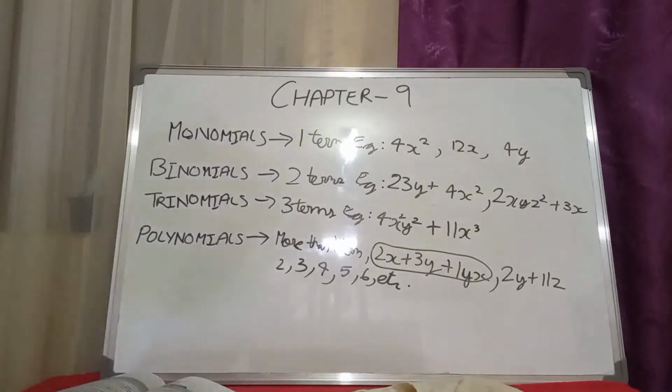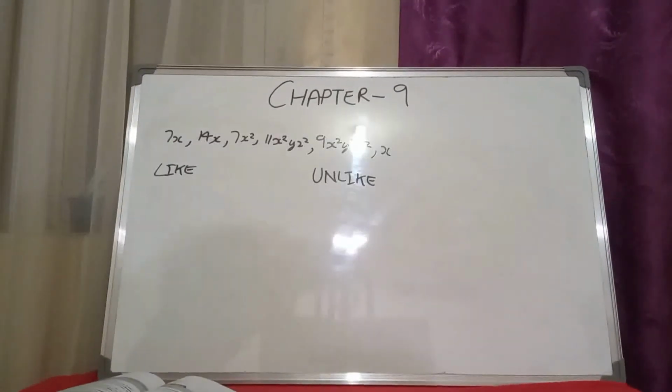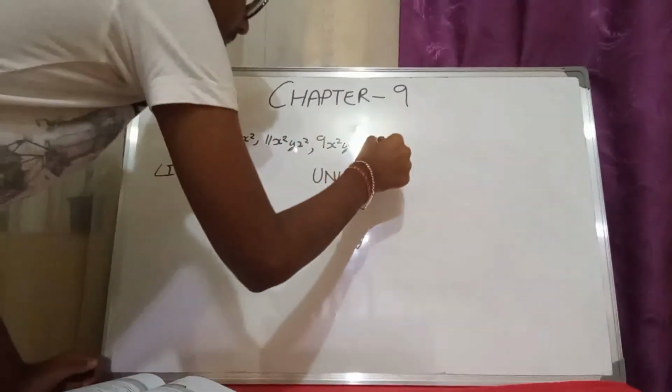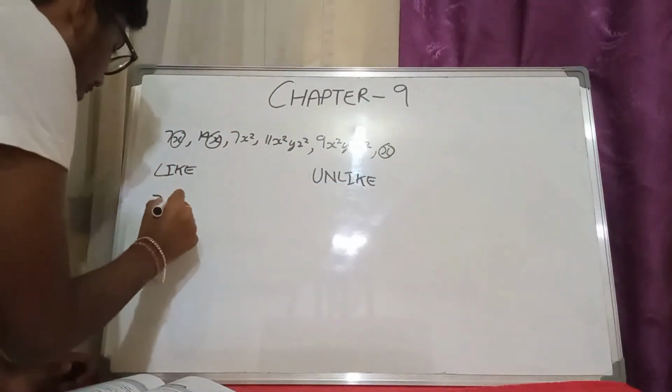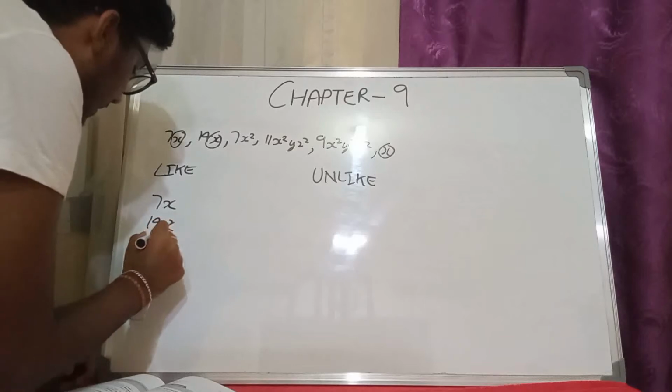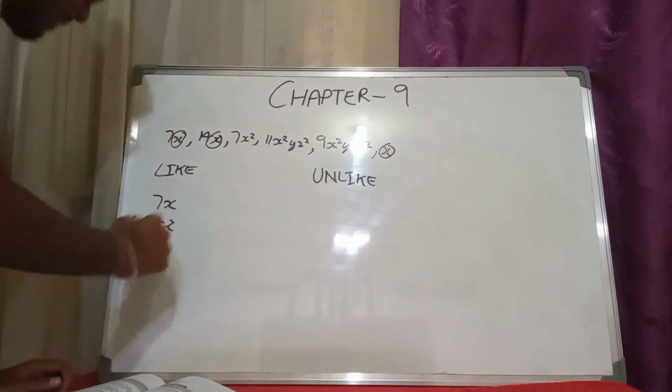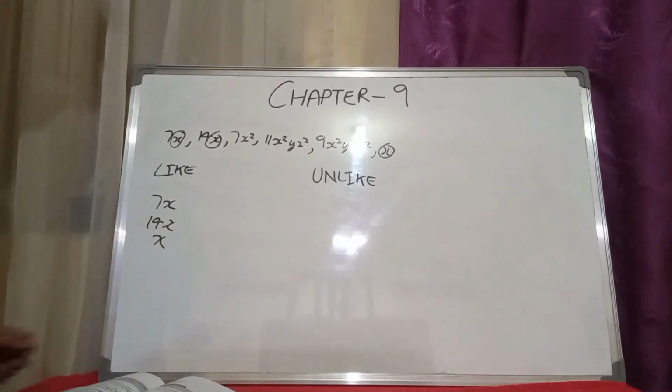Now we will move to like and unlike terms. Like and unlike terms are very important for addition and subtraction of algebraic expressions. Like terms are the terms which have the same algebraic part, the same variable within them. You can see here 7x, 14x and x. These three terms have the same algebraic coefficient. So these are the like terms.